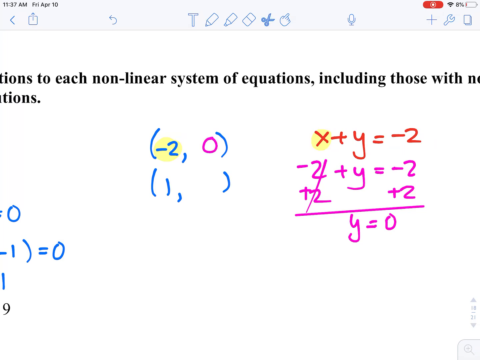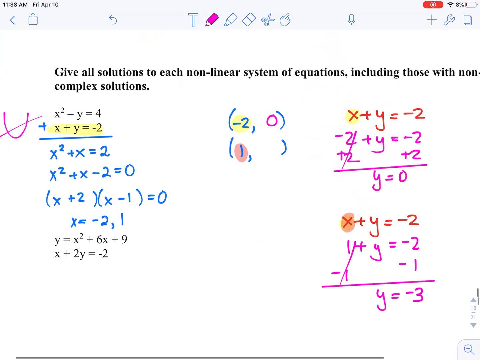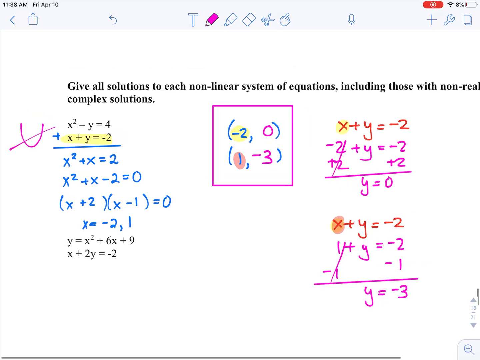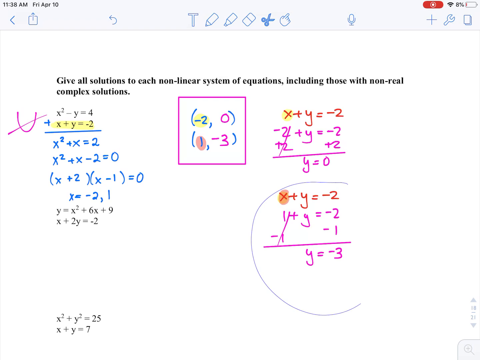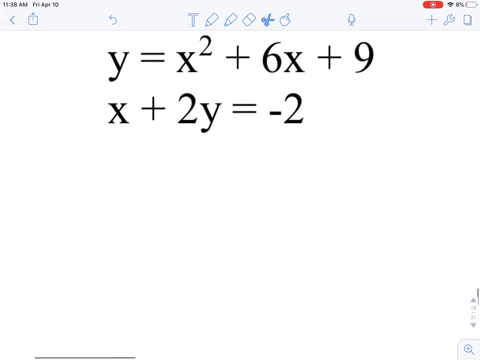Then I'm going to take that same equation, but this time instead I'm going to replace my x with 1. So I have 1 plus y equals -2. Subtracting the 1, we end up with y equals -3. If you were to graph these, you would find those would be the two intersection points, but algebraically we were able to also get those answers. On to the next problem.